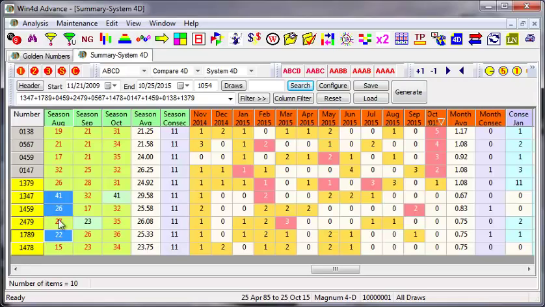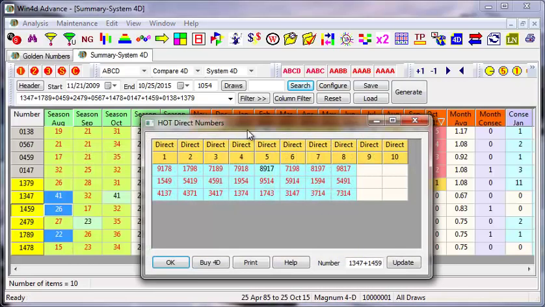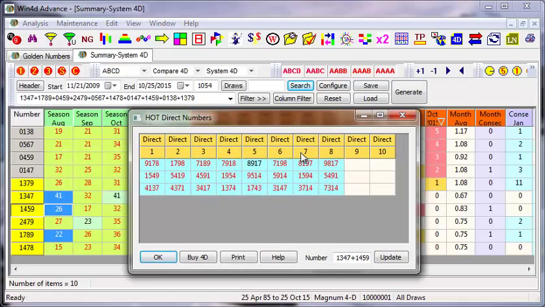So we have chosen this, and just now we decided on which ones? 1347, 1459, and 1789, right. Okay, so right click hot direct number. There we go. But among these, I strongly think we should focus on 1347. If you really want to focus on one set of numbers, I would recommend 1347.